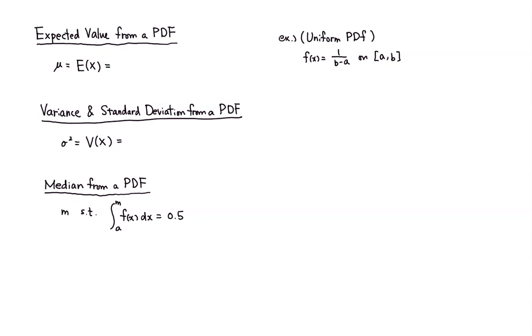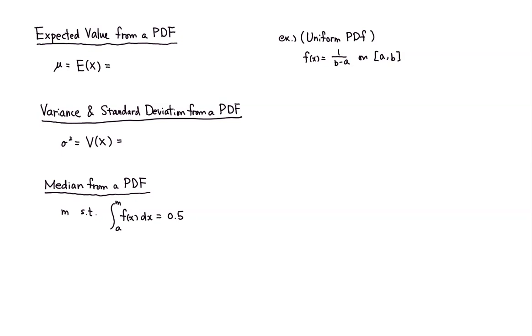All right, let's look at the expected value, variance, standard deviation, and the median from a probability density function. All right, so expected value mu can be found. It's very similar to the one with the discrete random variable.